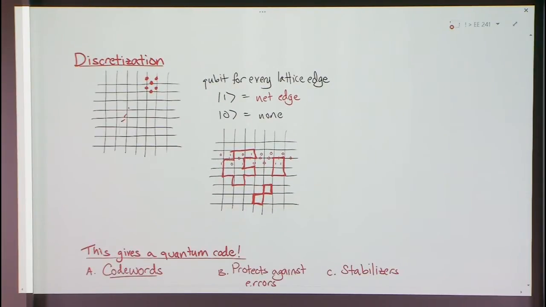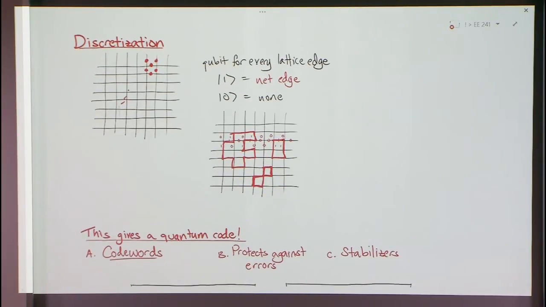All right, so the claim then is that this really does give a quantum code. The first step, to make this concrete, is to say what the code words are, what the code space is. Then I need to say how it protects against errors and what the distance of the code is. And finally, I'll say what the stabilizers are, too, to relate it to what we did before.